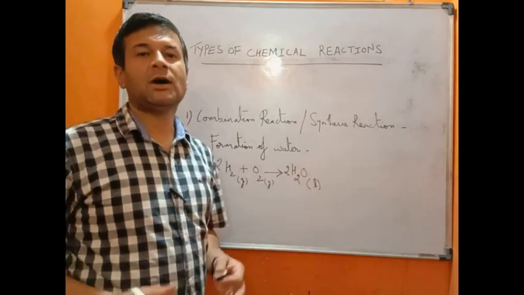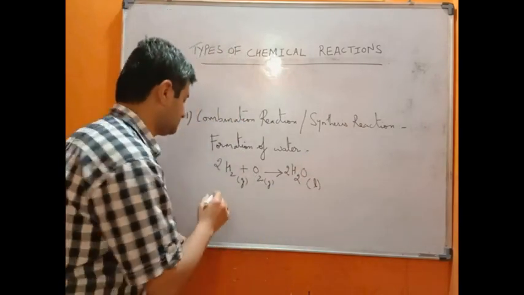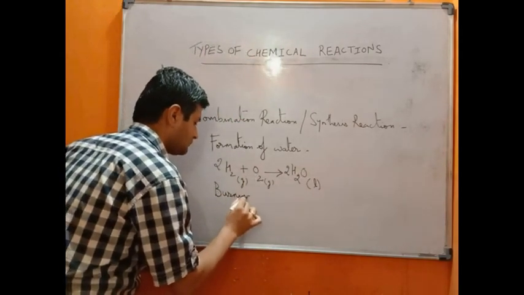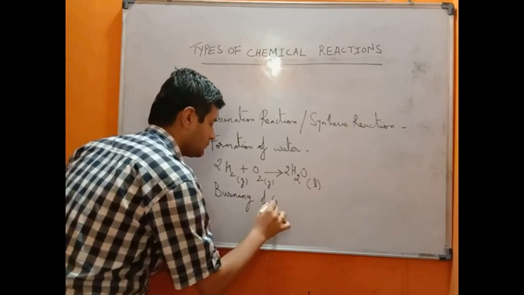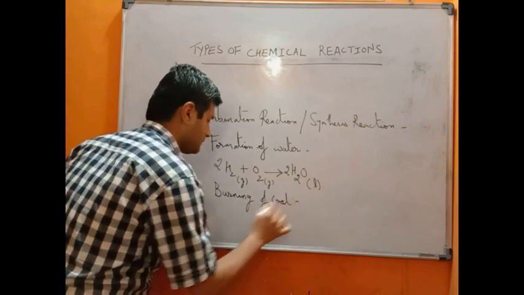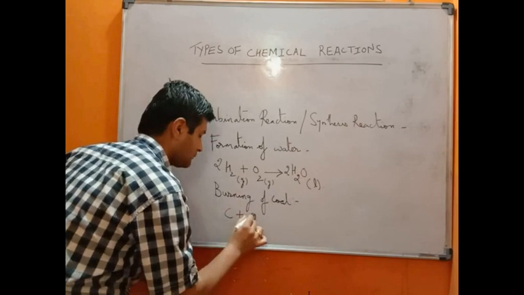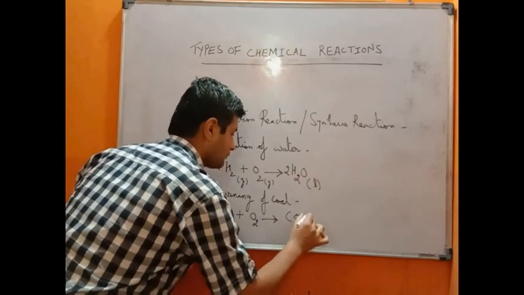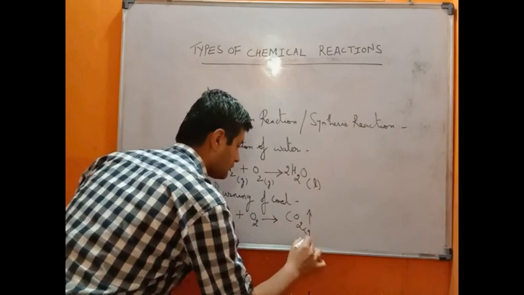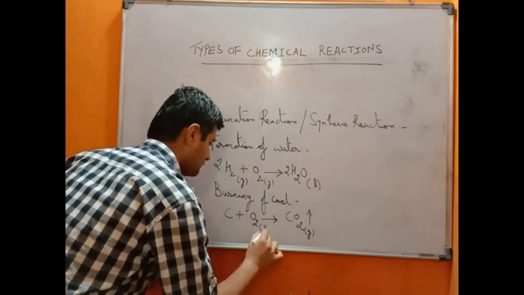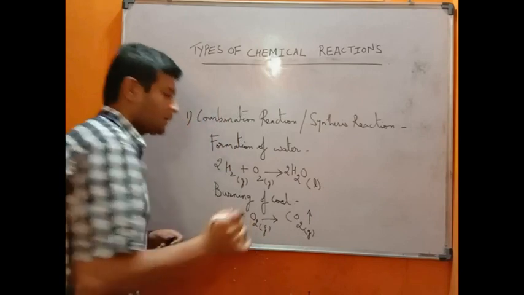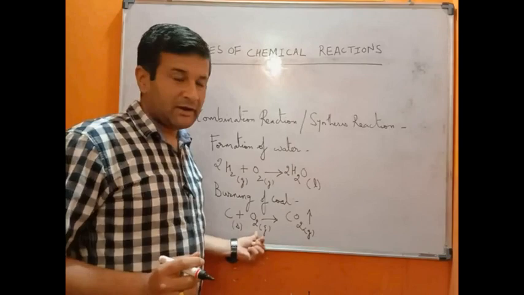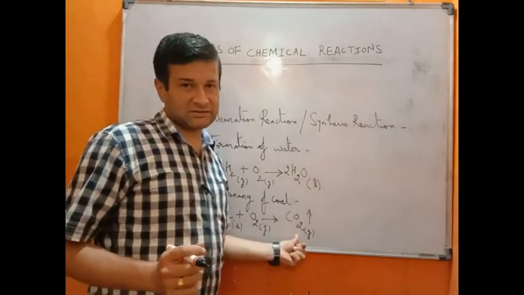Another example, burning of coal. Here you see carbon and oxygen combine to form carbon dioxide.